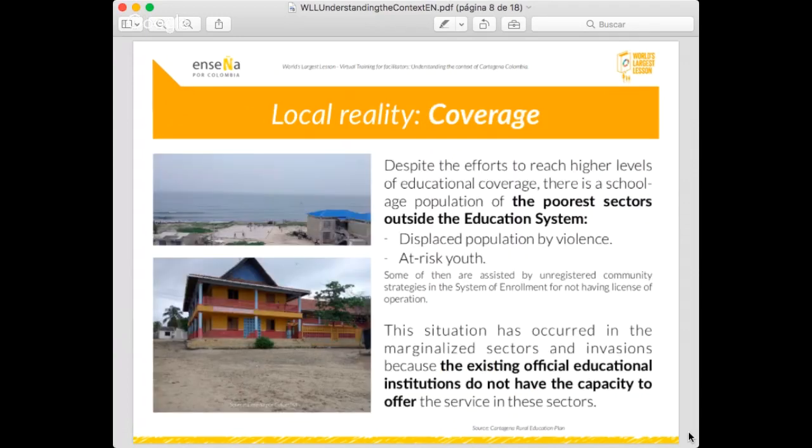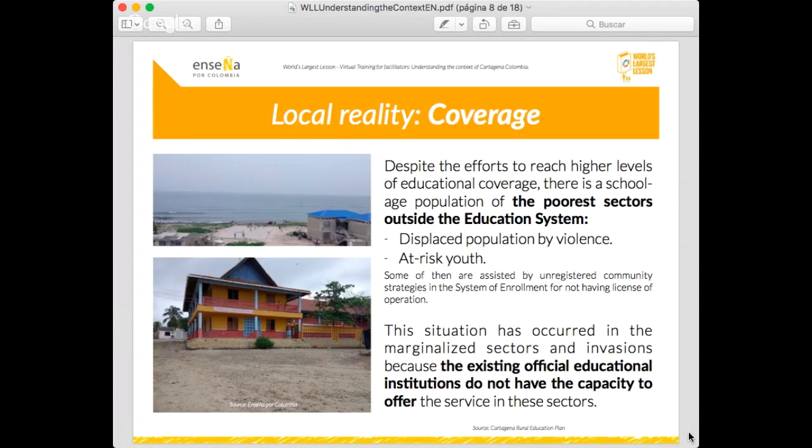Then about the current coverage of education. Actually, this is kind of sad because the school age population of the poorest sectors is outside of the education system. So displaced population by violence, youth at risk, and this situation has occurred in the marginalized sectors and invasions because the existing official education institutions do not have the capacity to actually offer the service in these sectors.